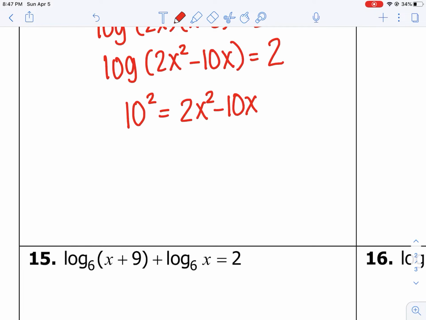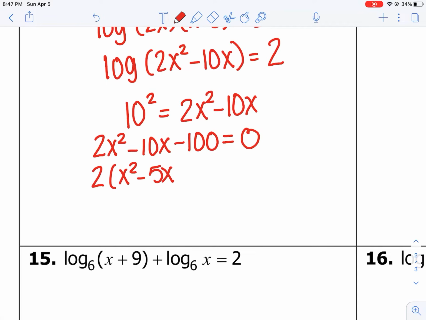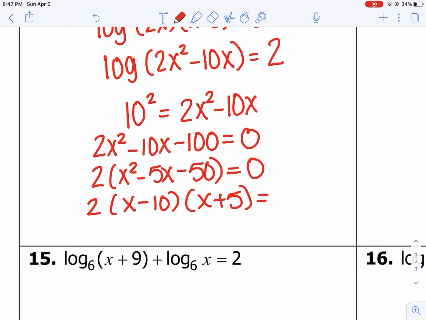10 squared is 100. I'm just going to move everything over, so I have 2x squared minus 10x. I'm going to move the 100 over so that way I'm dealing with a positive 2 equals 0. Good news is here they are all even, so I can take a 2 out. And when I take a 2 out, I'm left with x squared minus 5x minus 50. And I can factor this easy enough. What are the two numbers that multiply to be negative 50 but add to be negative 5? That would be negative 10 and 5. So I have 2, x minus 10, x plus 5 equals 0.